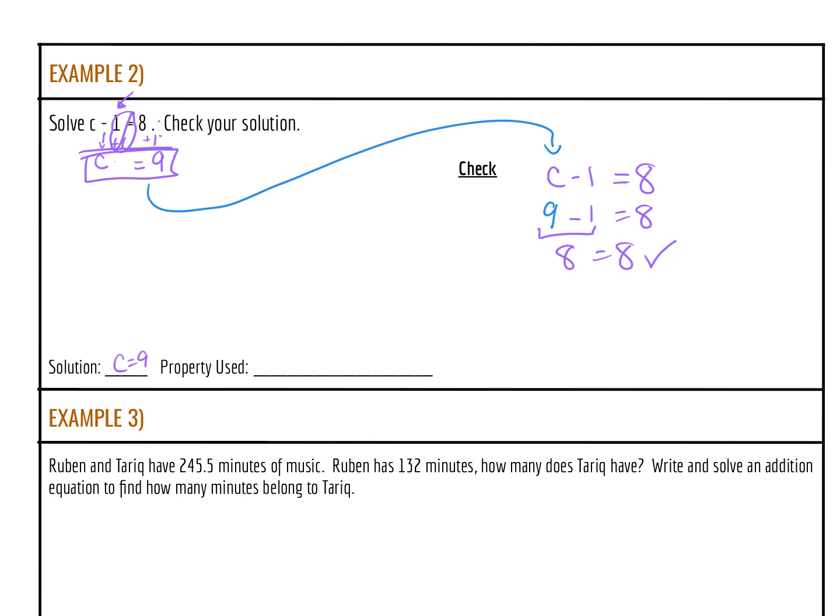I'm going to just box it there. And the property I used is right here. It's what I did to it. So I added, so it's addition, and I'm going to shorthand it: Addition Property of Equality.